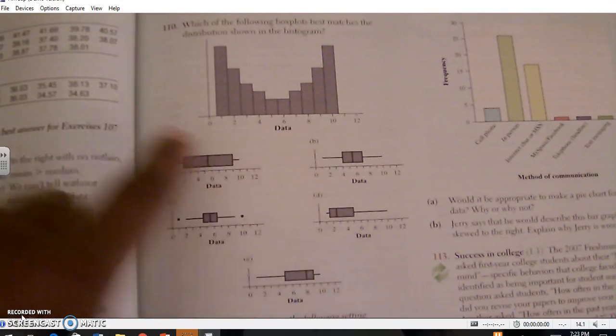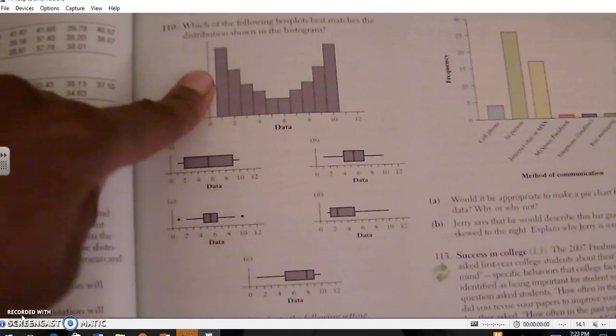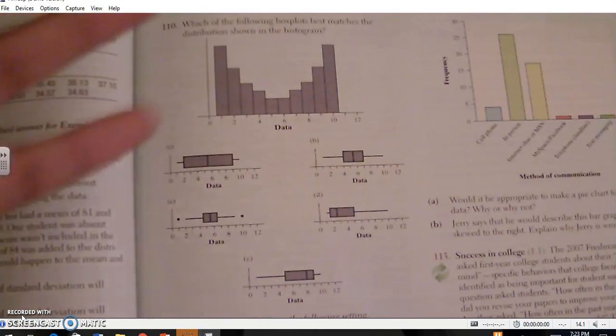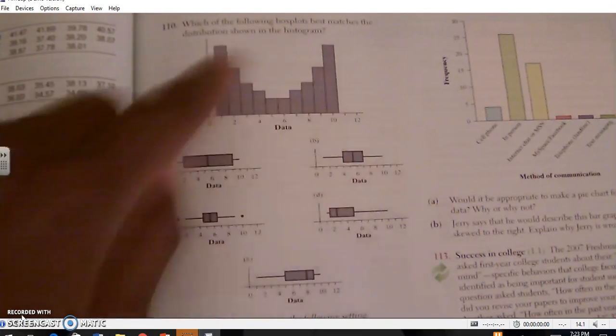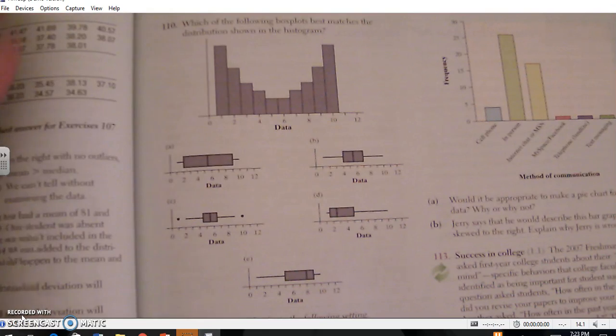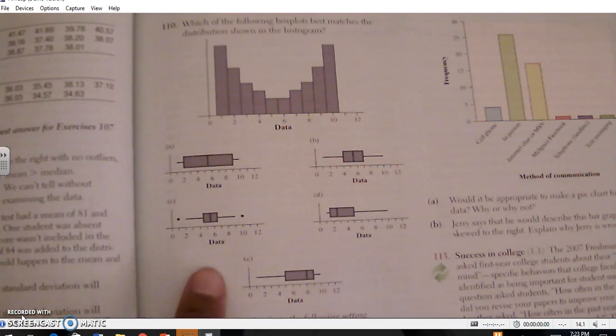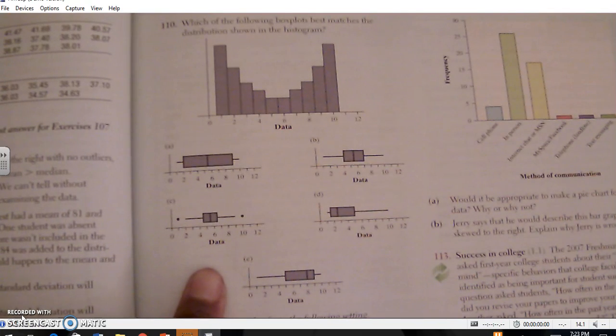Here we have a data set, a histogram, and we're saying that we want to match a box plot that best matches this histogram so that they would be describing essentially the same data set. Now, if we look at this histogram, even though it has two mounds on both ends, what would you say the shape is? I hope you said that it's roughly symmetric. It is symmetrical, and therefore we want to identify a box plot that is also symmetrical.